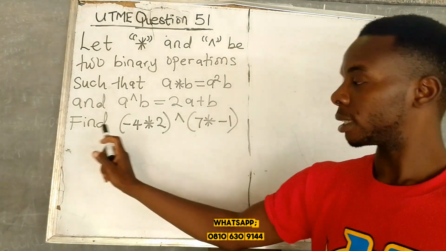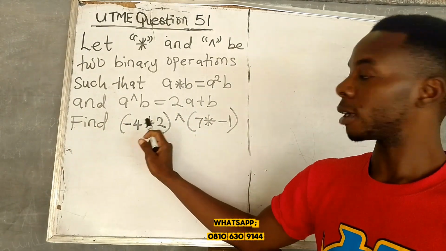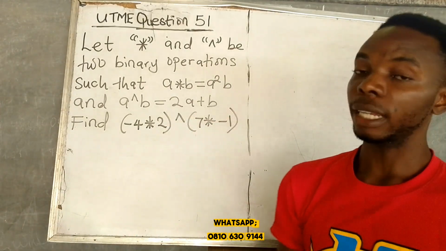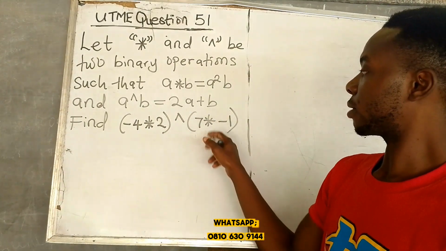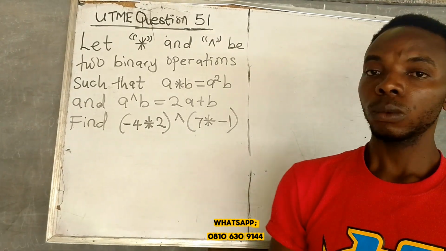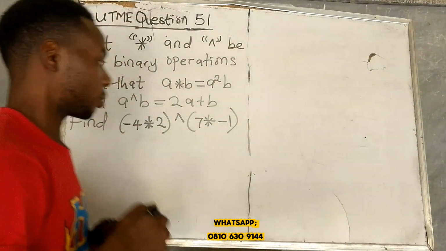Let's say find open bracket minus 4 asterisk 2 close bracket. This sign I look like a raised power open bracket 7 asterisk minus 1 close the bracket. Now the solution. Let's put to action.